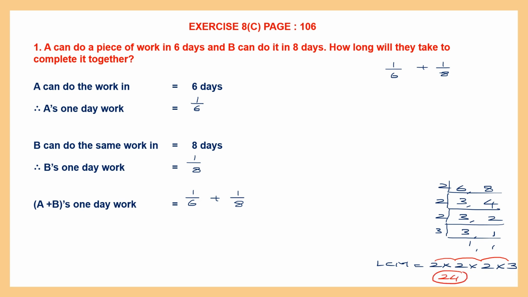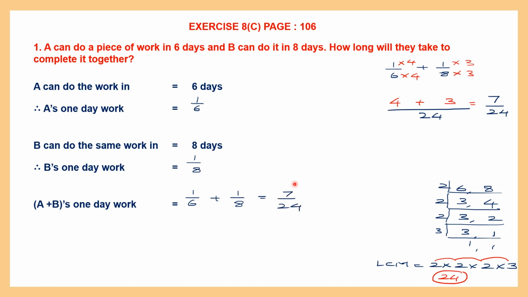We are going to use that as a common denominator here, 24. Now 6 4s are 24, so multiply 1 also by 4, 1 4s are 4, plus 8 3s are 24, so 1 3s are 3. So here we have 4 plus 3, that is 7. So 7 by 24 is the 1 day's work of A and B. 7 by 24.